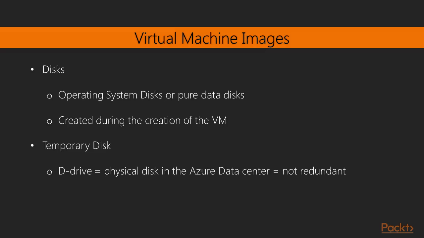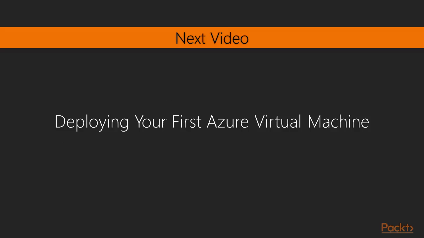So the recommendation would be to only use the D drive for temporary information, like a Windows page file, for example. This was about it as an introduction to the architecture of virtual machines. In the next video, I'll talk about provisioning and deployment of the virtual machine, and obviously walking you through several demos on how to make that possible.